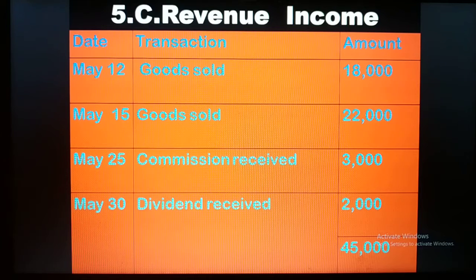Then commission received. Commission received is also a revenue income, because when you give service to another person, they allow you commission. This is your income, and this type of income is quite regular. That's why this is revenue income. And then dividend received. That means if you invest anywhere in any companies, then the company will give you the dividend. Dividend is another name of profit. So this is also a revenue income. That's all for this creative question.